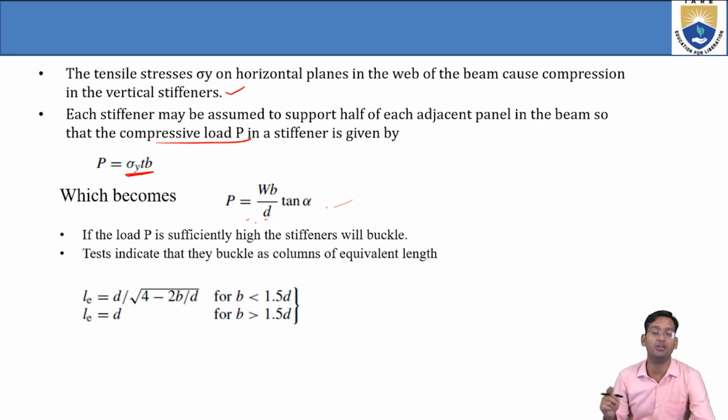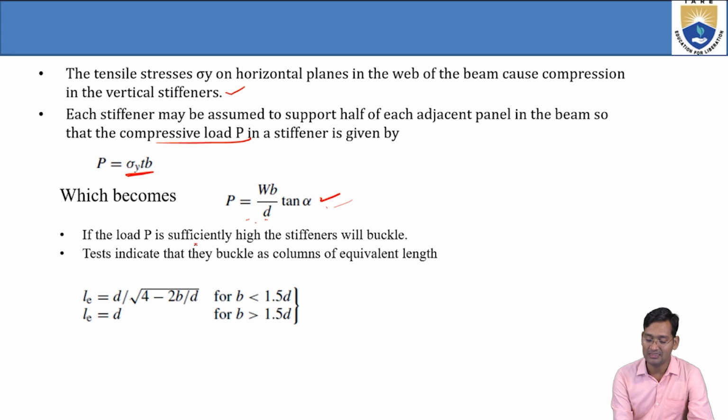Just remember where the word is used, because we use W also as load, S also as load, and P also as load. So where P is acting, where W is acting, where S is acting, you have to take care. By mentioning compression on a stiffener, compression on web, or tensile force, those things you have to remember. So we get P equals W b by d into tan alpha.